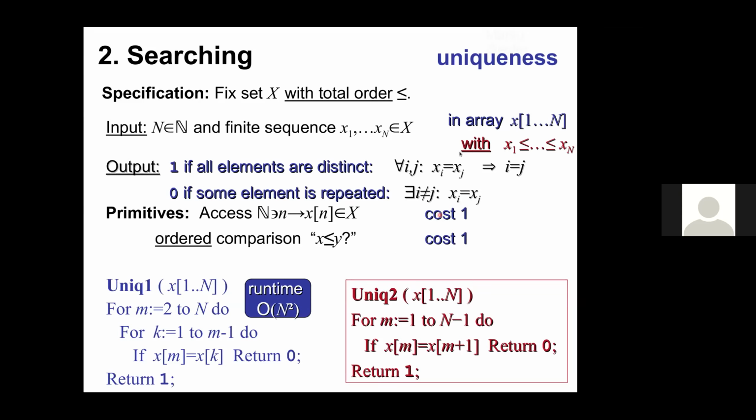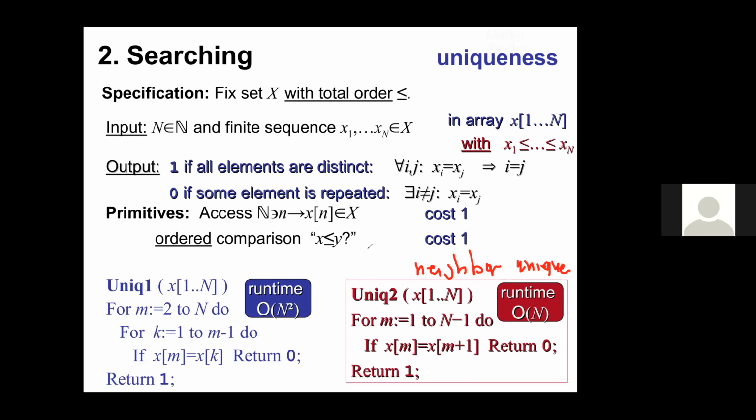Then we said that if the array is ordered, then I do not need to test every pair i and j, but I need to test only neighbors. Let me call this neighbor uniqueness. In this case, I test only two neighbors. In an ordered array, two elements will be equal if and only if two neighbors are equal, so I need to test only the neighbors, and then I can reduce the runtime from n squared to n.